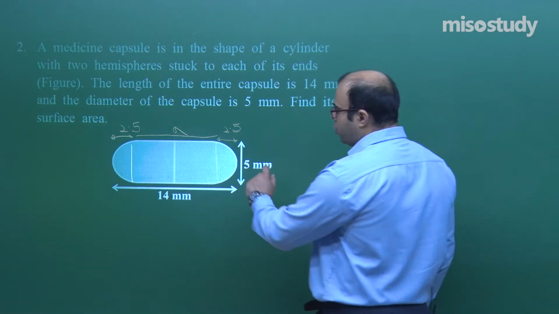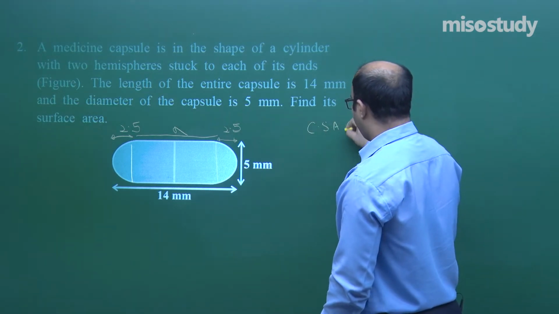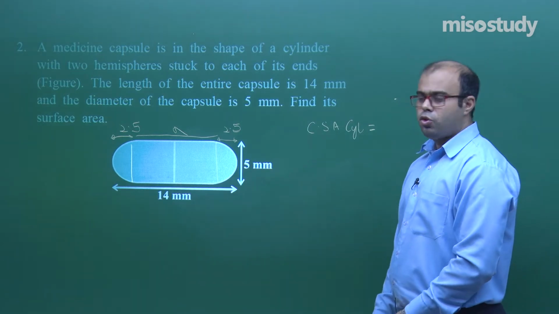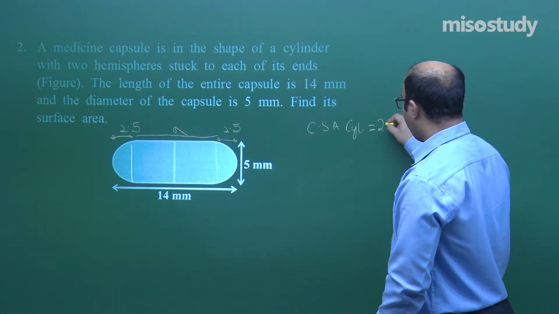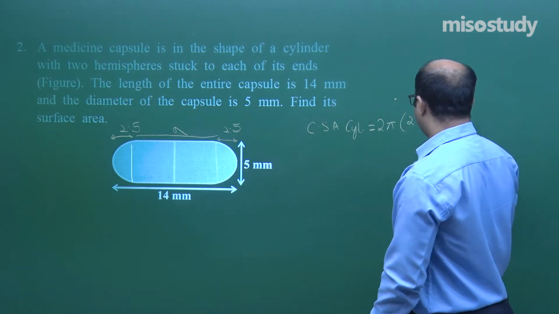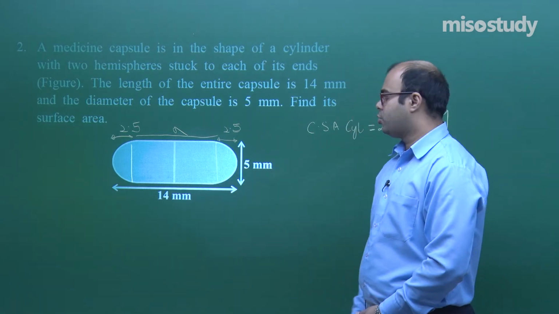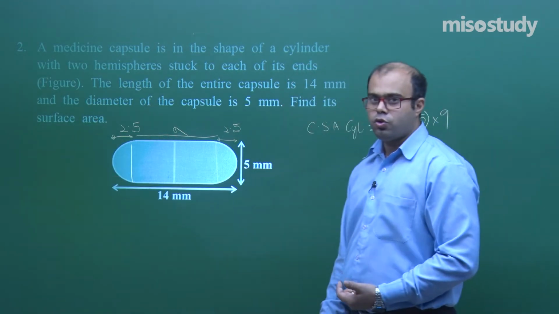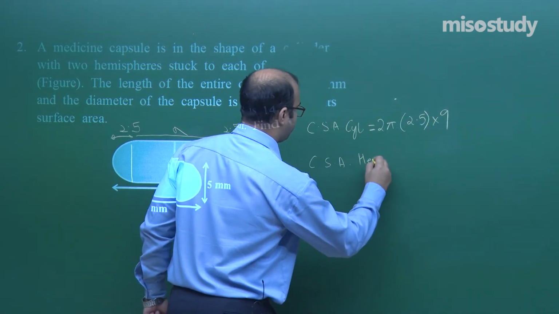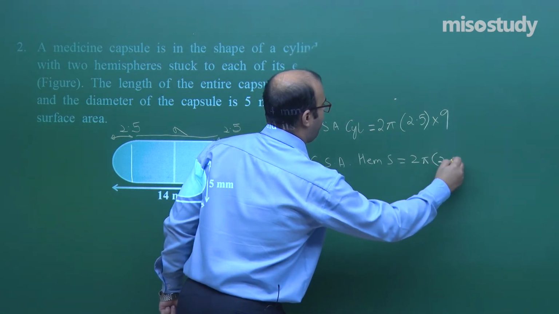So if we want to find the surface area, first we find the curved surface area of the cylindrical part. What will be the curved surface area of the cylindrical part? That is 2 pi RH, so 2 pi R is 2.5 into H, which is 9. And what is the curved surface area of this hemisphere? 2 pi R square, and that hemisphere is also 2 pi R square. So the curved surface area of the hemisphere will be equal to 2 pi R square, that is 2.5 square.